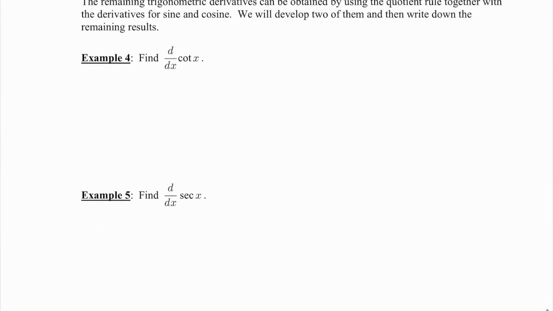Then we'll take a look at the derivatives for the remaining standard trig functions. So cotangent and secant are the two we'll look at, and then we will recognize, after we develop these two using the quotient rule, that we'll just write down the derivatives for the other two. Okay, so let's find the derivative for cotangent, recognizing that cotangent is just the ratio of cosine of x over sine of x. So I want the derivative of cosine of x over sine of x. And this would require the quotient rule.